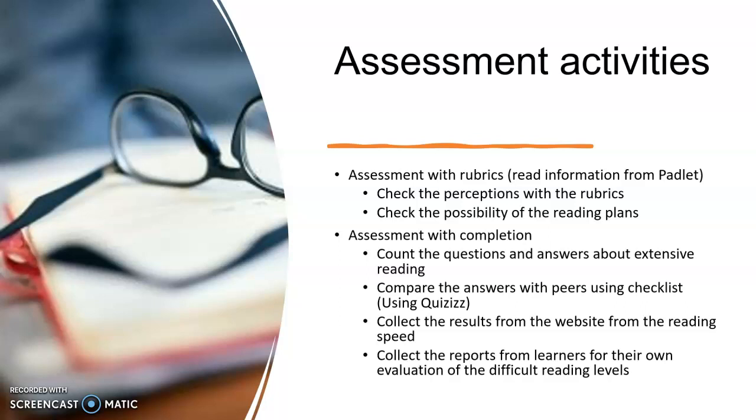For assessment of completion, they just need to calculate the questions and words that they have used for the discussion part, or we ask them to compare the answers with peers using the checklist. The checklist is about what they understand about stencil reading, whether they have done it before, in what cases, etc. Collect the results from the reading speed website so that they can understand their level of reading ability, and collect the reports from learners about their own evaluations of their reading levels.